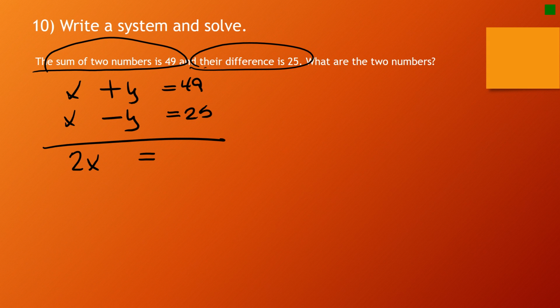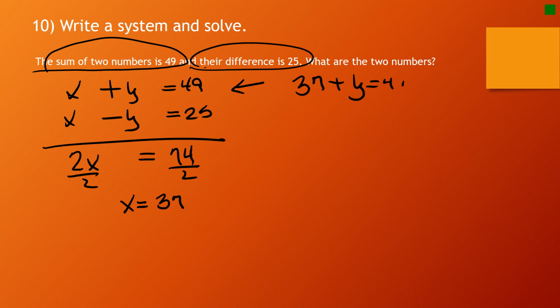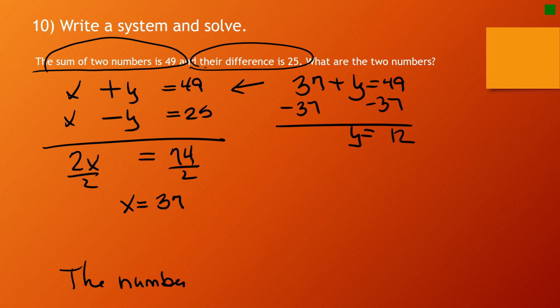2x is going to equal 74. Divide everything by 2. X is going to be 37. I'm going to go back up in here. X is 37. What is y? Well, when I subtract 37 from 49, I find out y is 12. So my answer is the numbers are 37 and 12. Doesn't fit in my little box. Makes me sad.